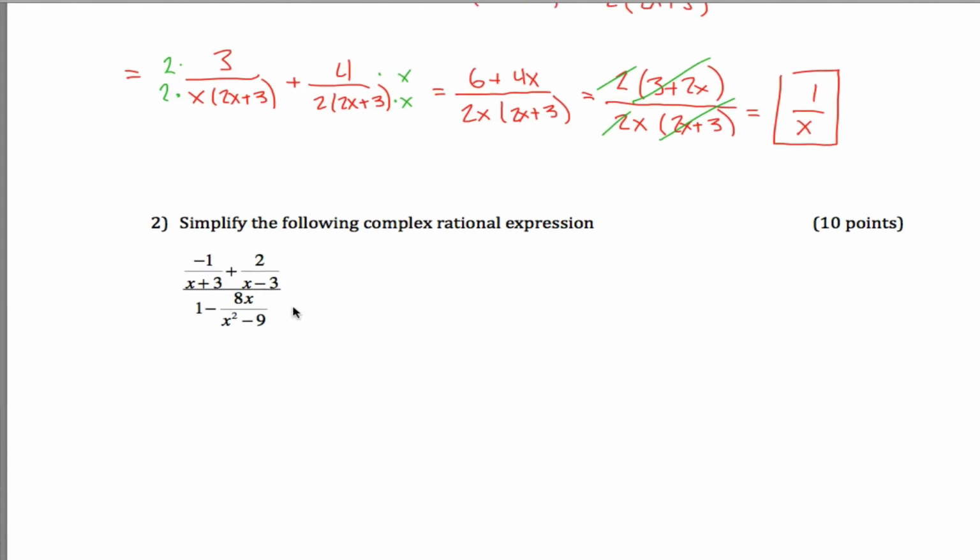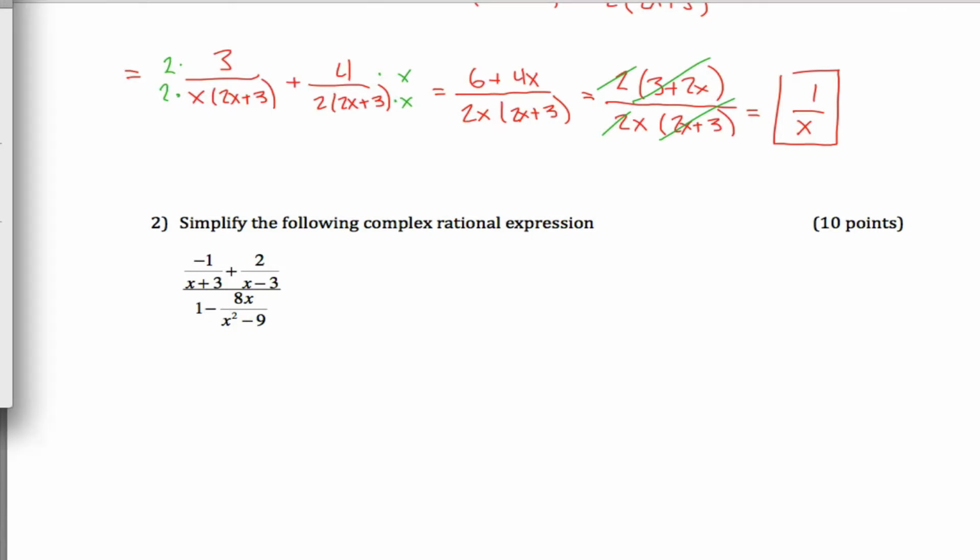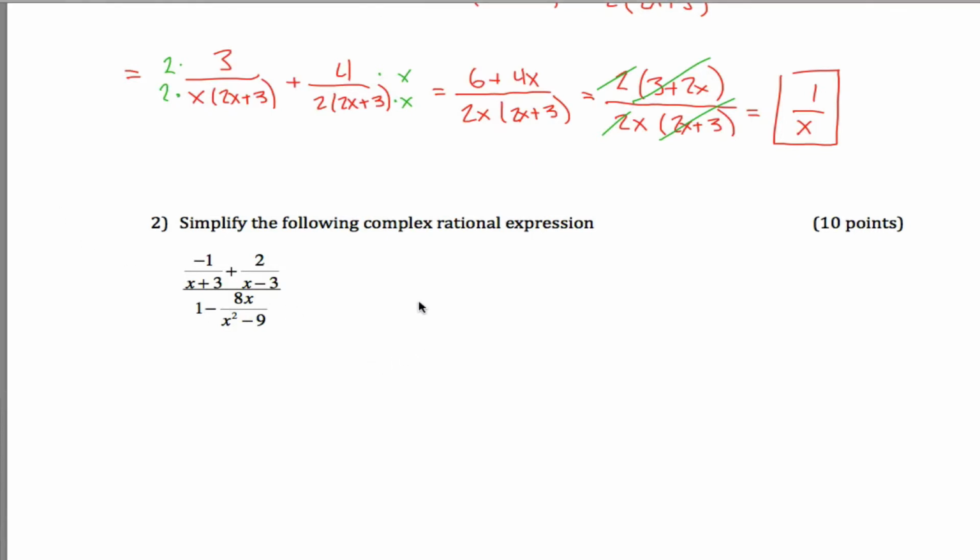Oh, the complex rational expressions. All right. We want to simplify this jumbled mess here. The way we'll do that is we'll simplify the top, we'll simplify the bottom, we'll put them together, figure out what we got. So the top, I got negative 1 over x plus 3 plus 2 over x minus 3.